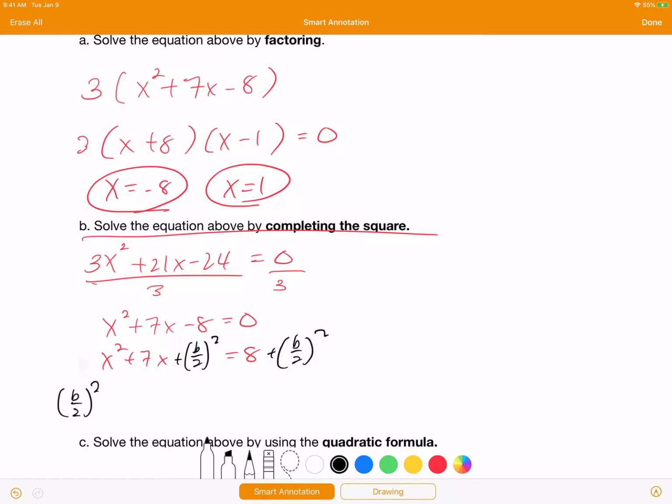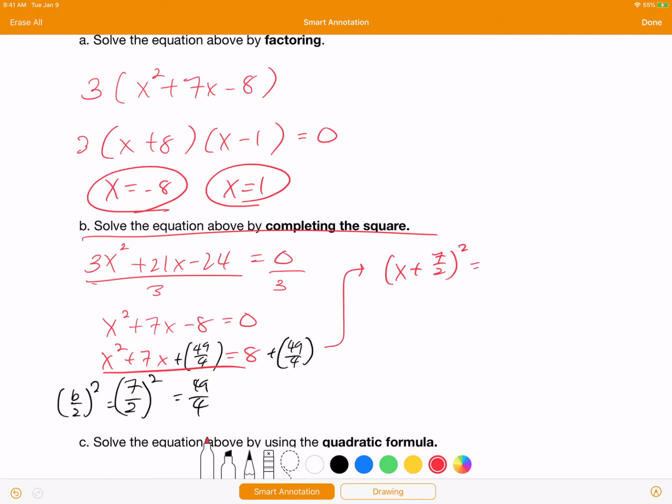Now, what is the b divided by 2 squared value? It's 7 over 2 squared, which is 49 over 4. So what that would mean for us is that I am going to add 49 over 4 to both sides of the equation. Then that would mean this part can be factored in such a way that it's x plus b divided by 2 squared is equal to, I'm going to convert this into a fraction with a denominator of 4, so 32 plus 49 over 4. So x plus 7 over 2 squared is equal to 81 over 4.